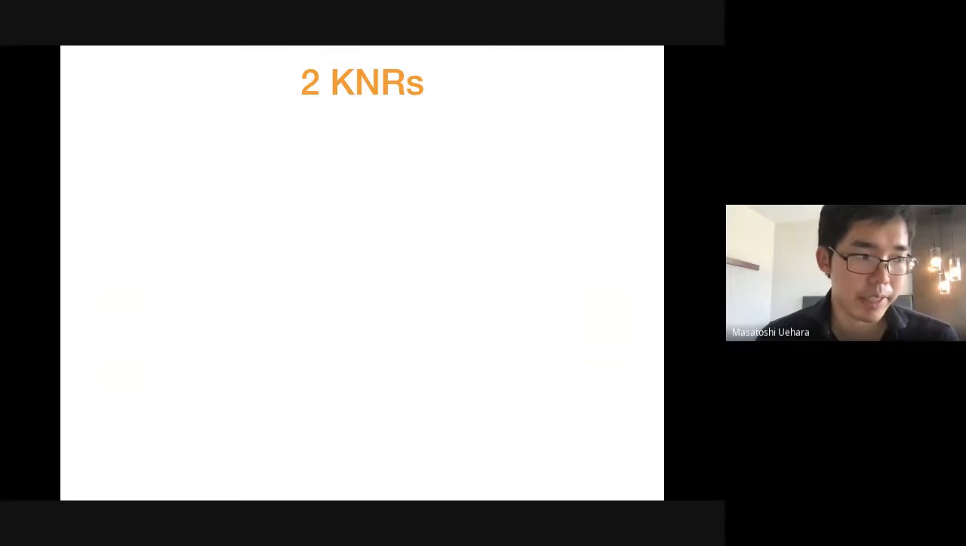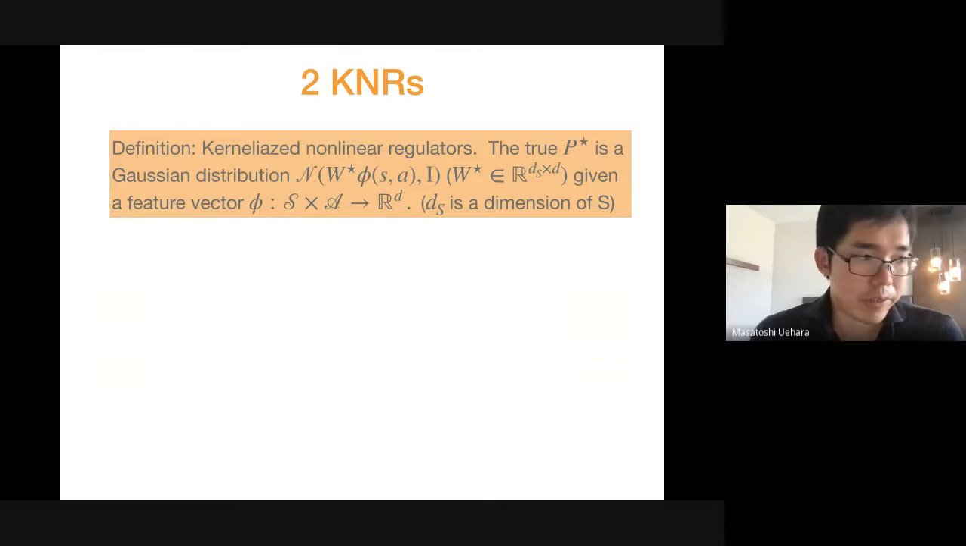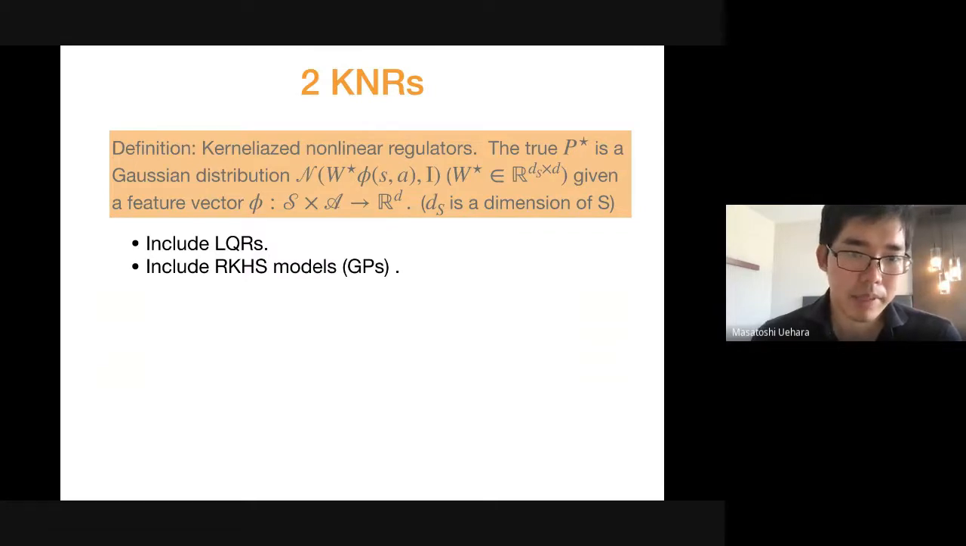Another example is KNR. KNR is a generalization of LQRs. It says that the true P star is a Gaussian distribution parameterized by W star times phi. Here, W star is a d_s by d matrix, and phi is a d-dimensional feature vector. So phi is known, but W star is unknown, so we need to learn it from the data. And by MLE, of course, we can learn W star.